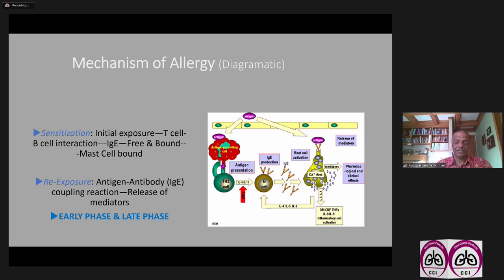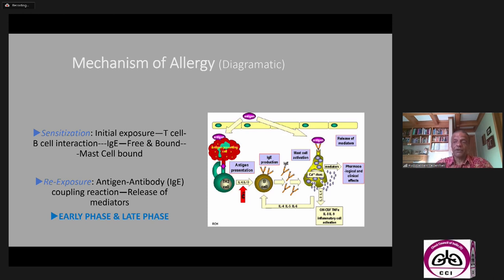Anyway, antigen presenting cell, the function of it, it goes and picks up the allergen and chops it up and presents it to the T cell, lymphocyte. When I say chops it up, the antigen which is entering is sort of crude, but it needs to be presented in a particular way to the T cell.